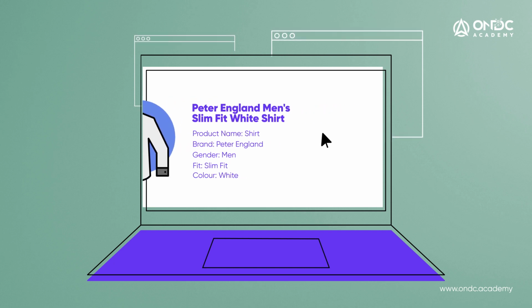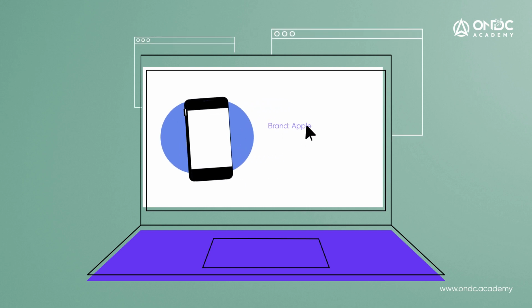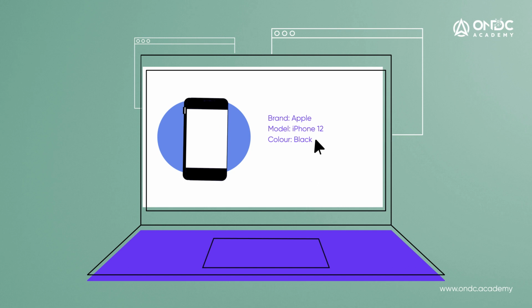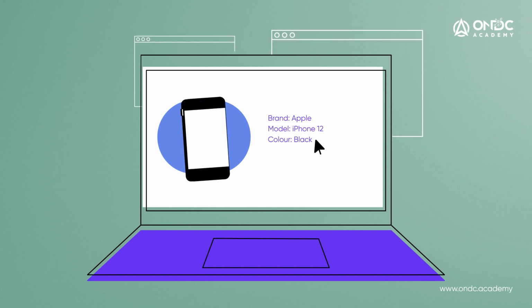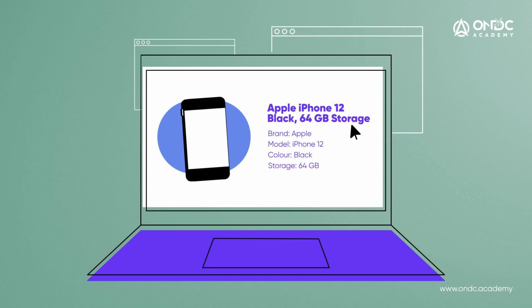In electronics, if we take a smartphone, the relevant elements are the brand, which is Apple, the model, which will be iPhone 12, with the key features being the color, which is in this case black, and the storage, which is 64 GB. The title for this would be Apple iPhone 12 Black 64 GB storage.